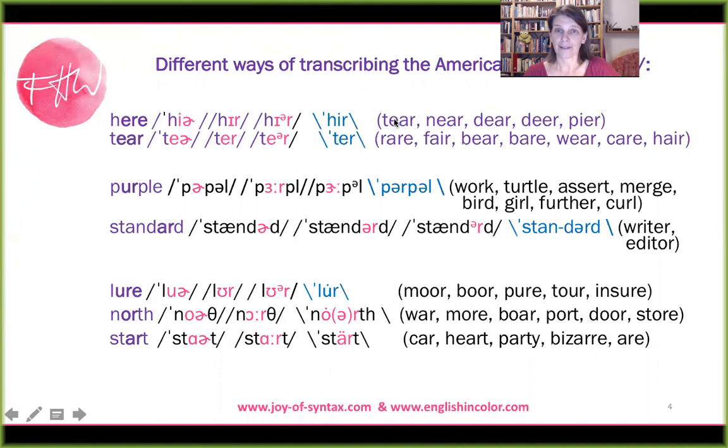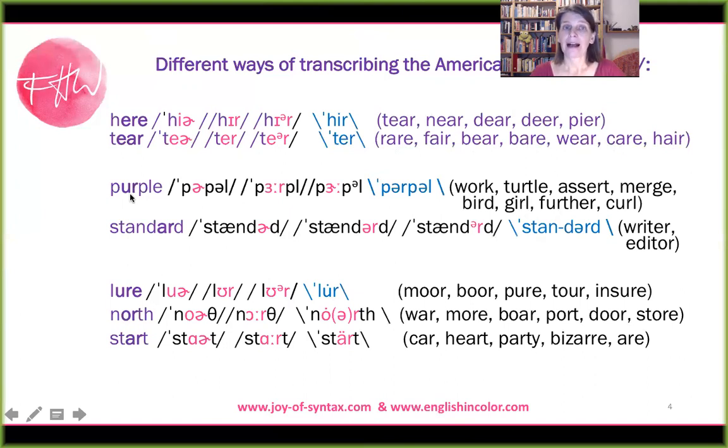Here are a few words that have the same type of post-vocalic R: tear, near, dear, peer. Tear, the red sound plus post-vocalic R. So here we have a pink sound plus post-vocalic R. Here we have a red sound plus post-vocalic R. So there are four different ways of transcribing the word tear, this version of its pronunciation. And these words rhyme with tear: rare, fair, bear, wear, care, hair.